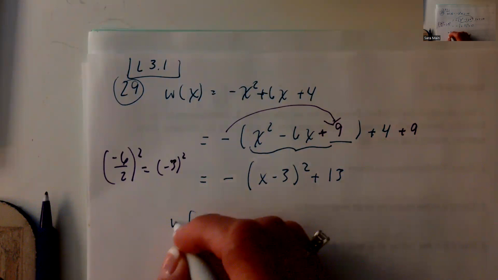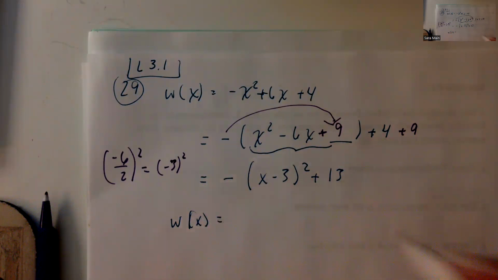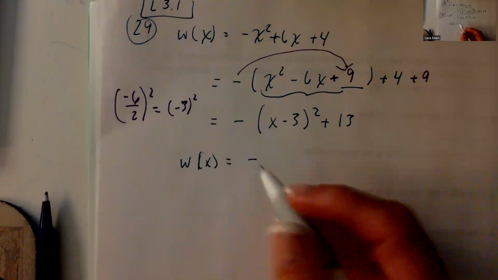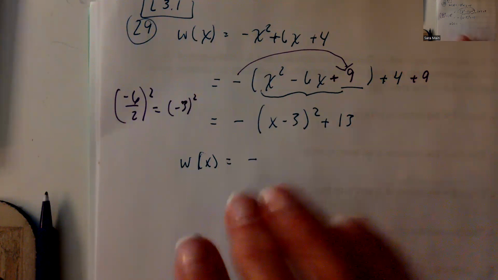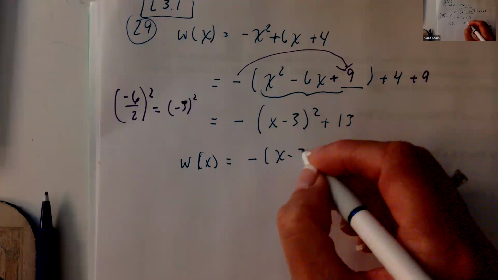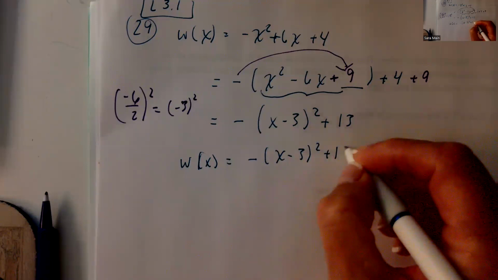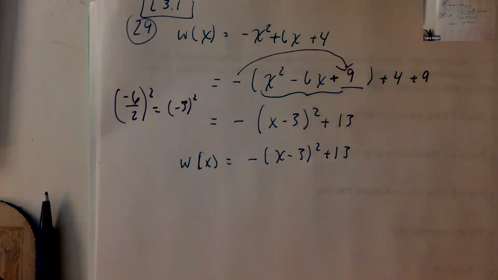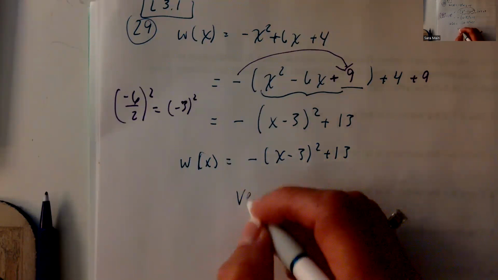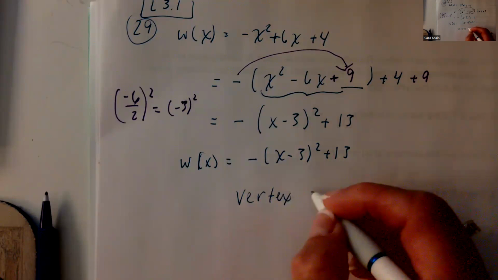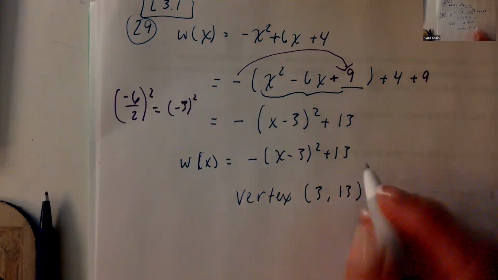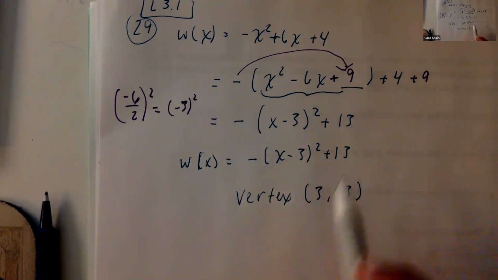So my function in vertex form is a negative, so it's going to be flipped over the x-axis, x minus 3, the quantity squared, plus 13. And so this becomes a vertex at (3, 13) because it's x minus h, plus k.